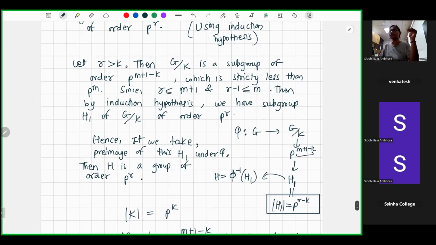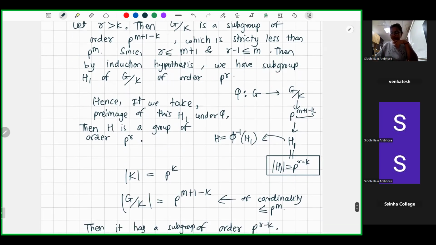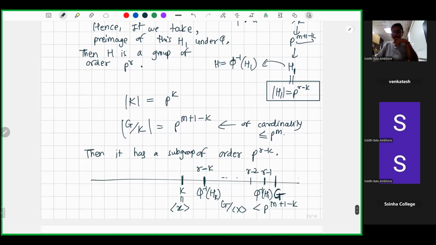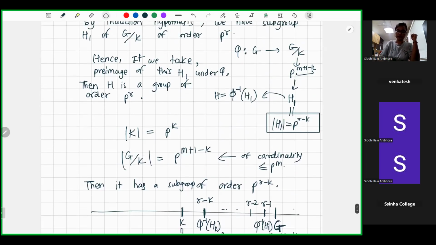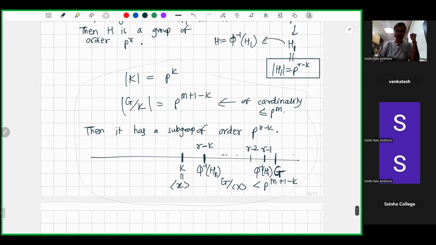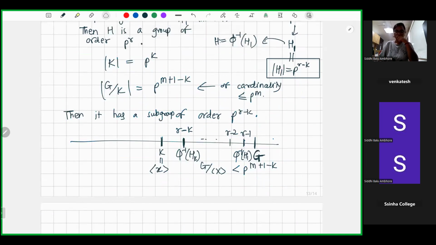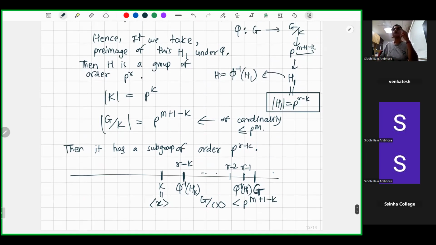Is this okay to understand? If there is any doubt, please let me know. If not, then this is the only theorem which I wanted to do now. So therefore, this H becomes a subgroup of order p power r. Is there any doubt?